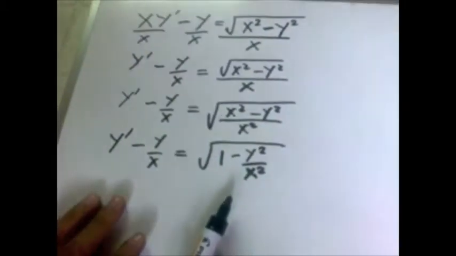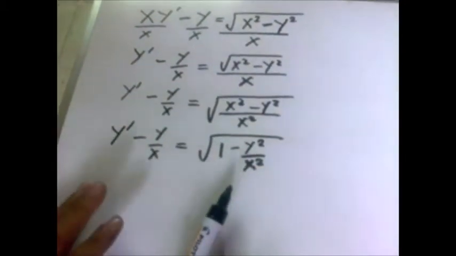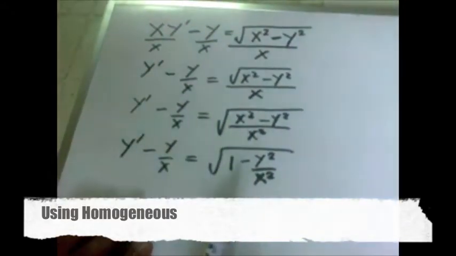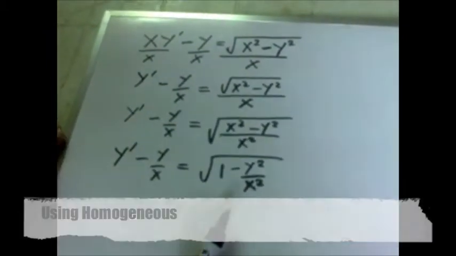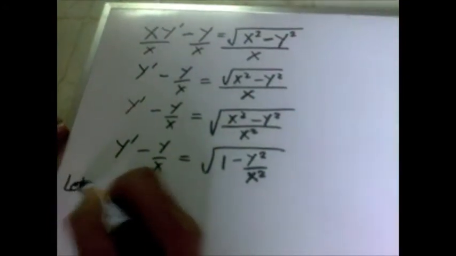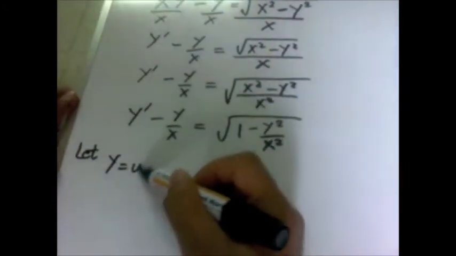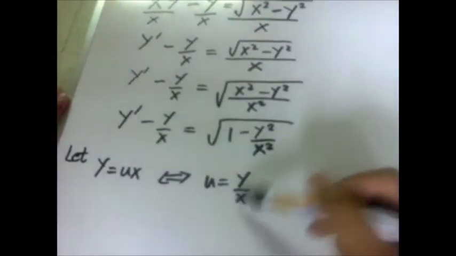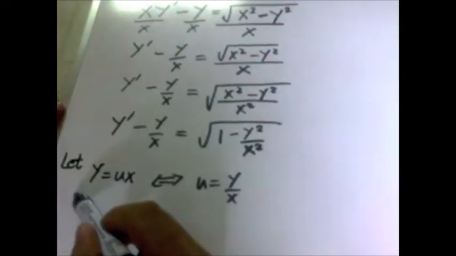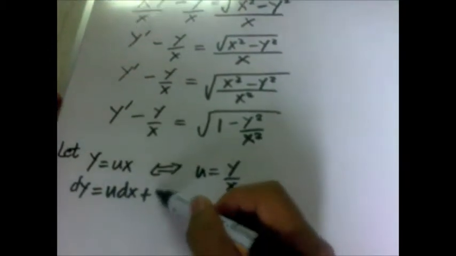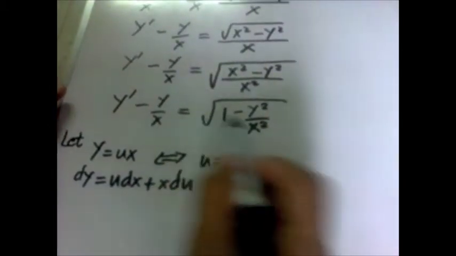So how we are going to proceed is with the homogeneous technique in finding the general solution of the differential equation. As we all know, for the homogeneous equation we have to let y equals ux. It is also the same as u equals y over x. So we have to find the derivative of y. So dy now is equal to u dx plus x du.